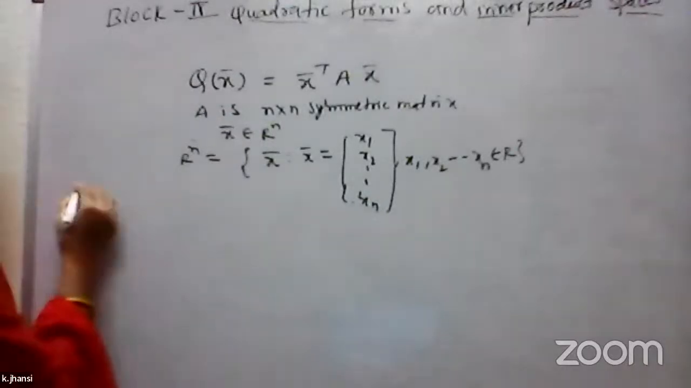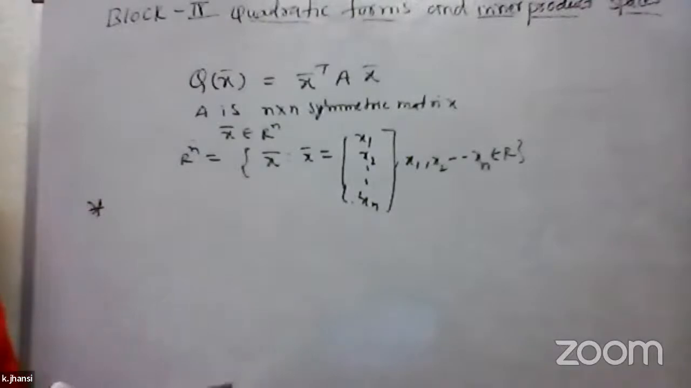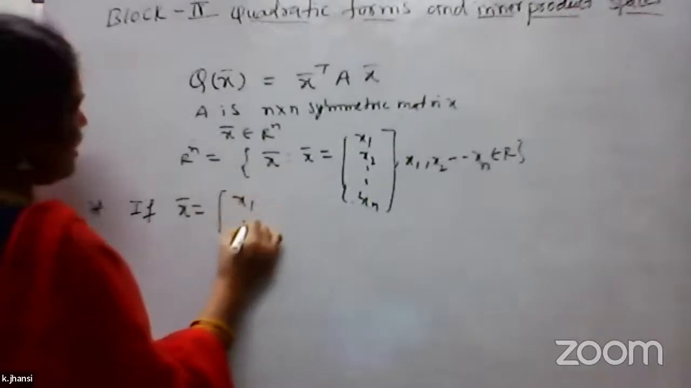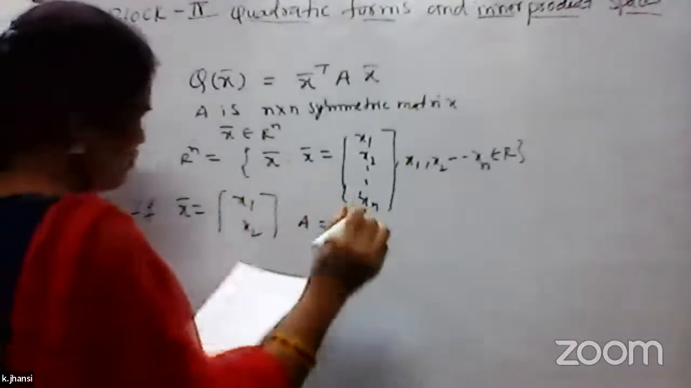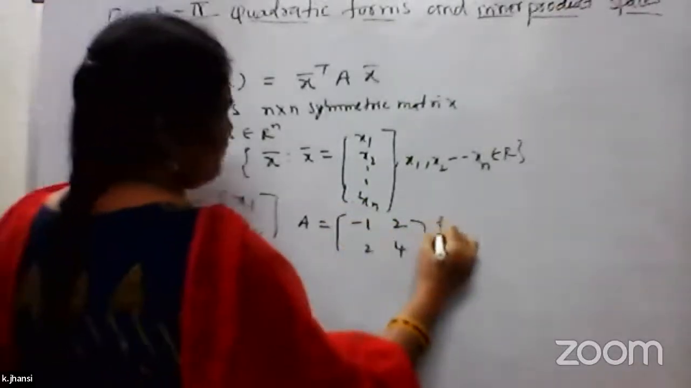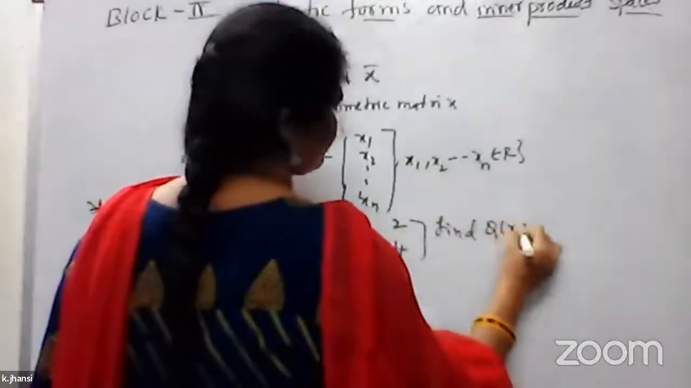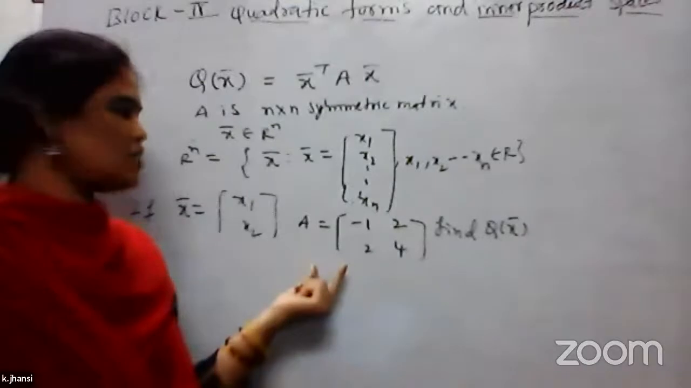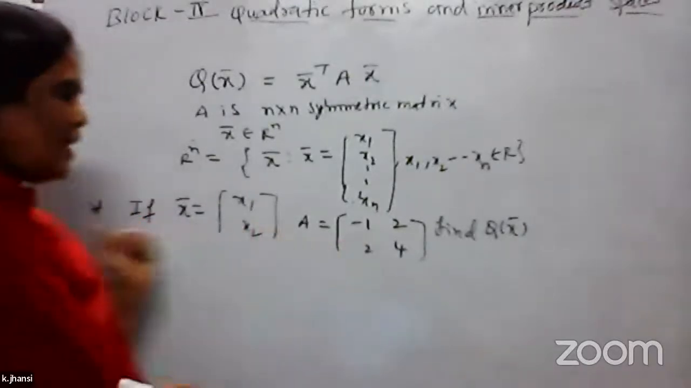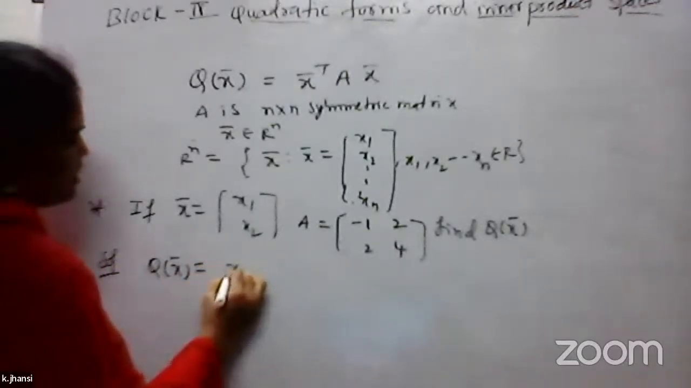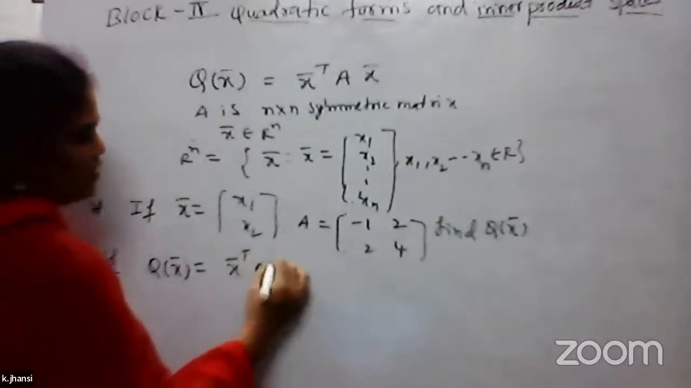If we take an example to solve this, the problem will be like this: if x bar equals x1 and x2, and A is equal to [-1, 2; 2, 4], then find Q of x. Or else the question will be to find the quadratic form of the given matrix. The matrix will be given and they will ask to find its quadratic form. So for this, what is the solution we have? Q of x bar is equal to x transpose A x.